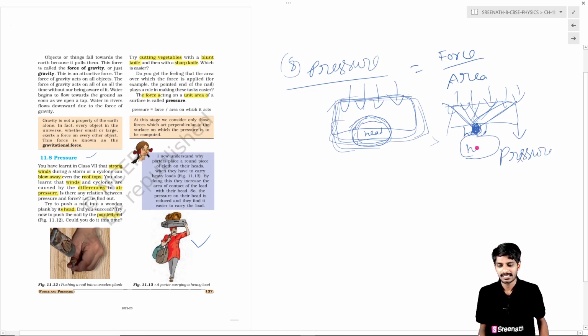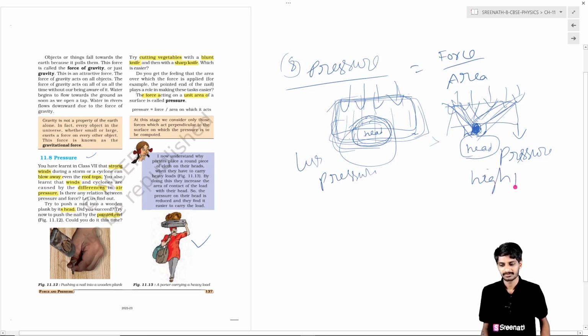Suppose it is the head, the face, he feels at that point very large pain. Why? Because the whole weight, the whole force, is acting at a single point, but here the whole weight is acting uniformly over the head, which means the whole force is equally distributed among the total head. So that is called pressure. In this case he has less pressure, in this case he has high pressure. Pressure is nothing but force per unit area.